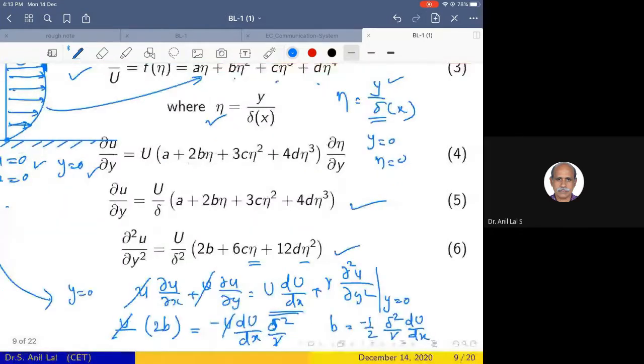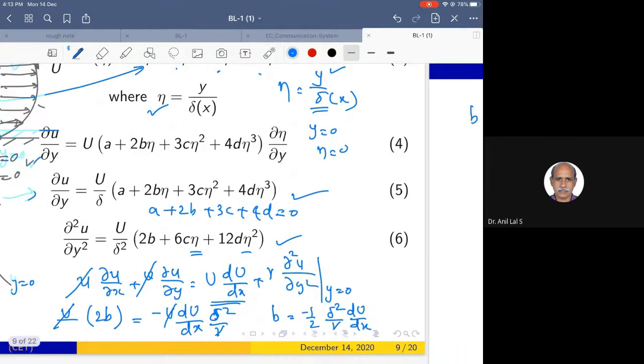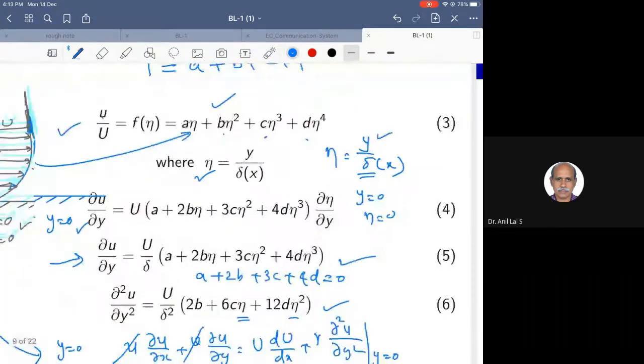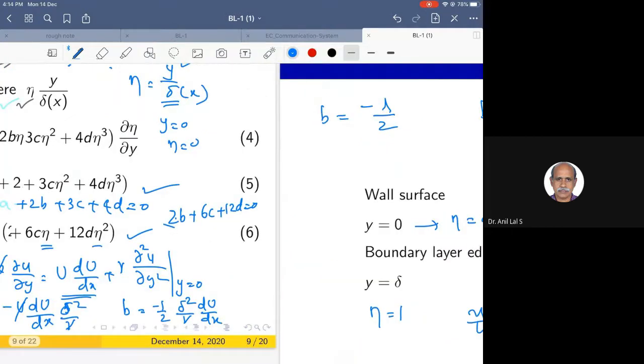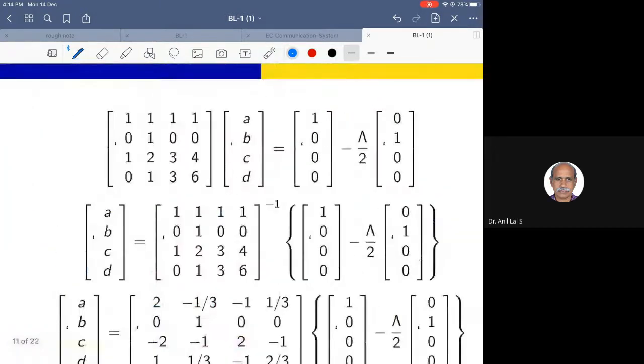And ∂u/∂y equal to 0 at eta equal to 1, that is a plus 2b plus 3c plus 4d equal to 0. And ∂²u/∂y² is also 0 at the edge of the boundary layer, or eta equal to 1. You get 2b plus 6c plus 12d equal to 0. And these three equations, plus this one, can be arranged in matrix form like this.